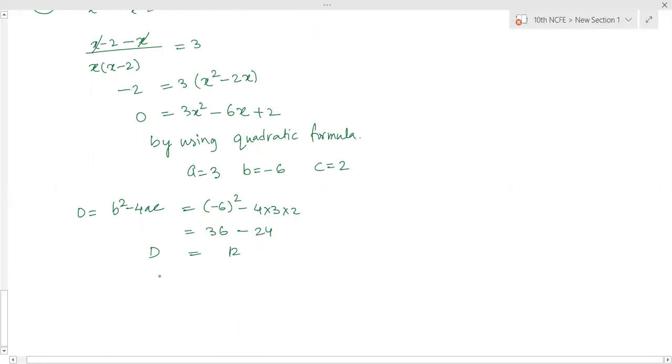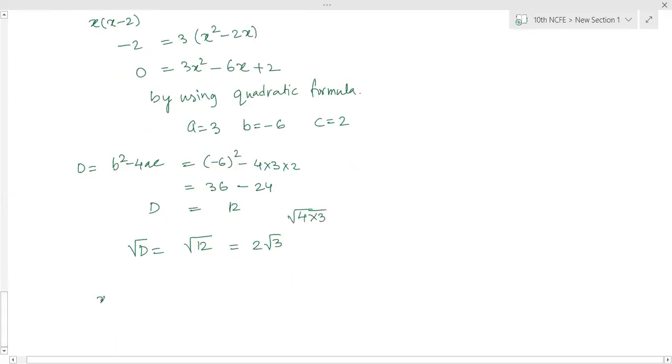But in the formula, you have to substitute the square root of d, that is square root of b square minus 4ac. So what is the value of square root of d? That is equal to square root of 12. How can we simplify this? 12 is not a perfect square. As 12 is 4 into 3, out of which 4's square root will come out. That is 2 into root 3. So 2 root 3 is the value of root d.